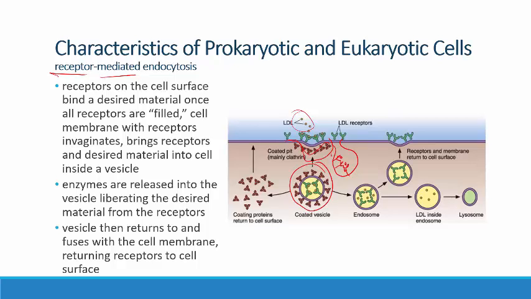Then, once again, we can bump a little digestive lysosome up against it and digest off the material that we wanted to bring inside the cell, and then move that material out into the cell. And now we're left with the vesicle and a bunch of empty receptors on it. And if the cell wants to keep bringing whatever that material is into the cell, then it can plop that vesicle with its receptors back at the cell surface again.